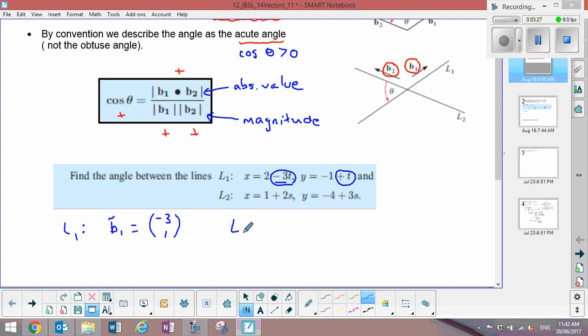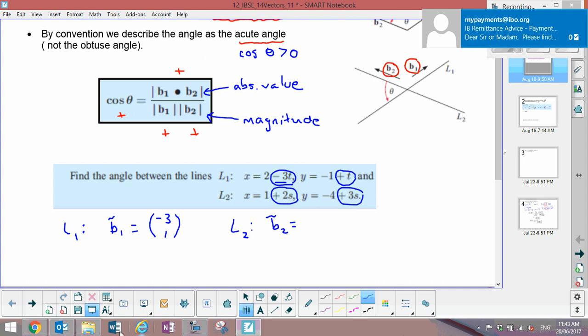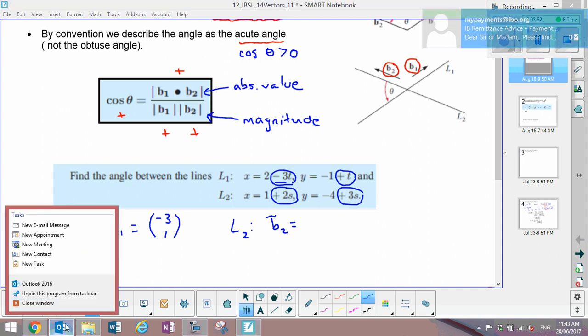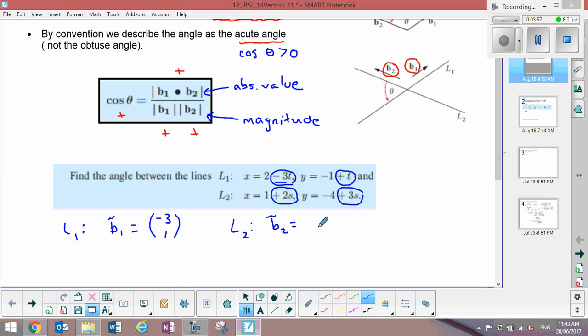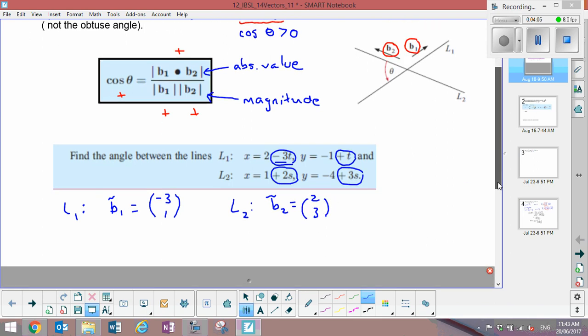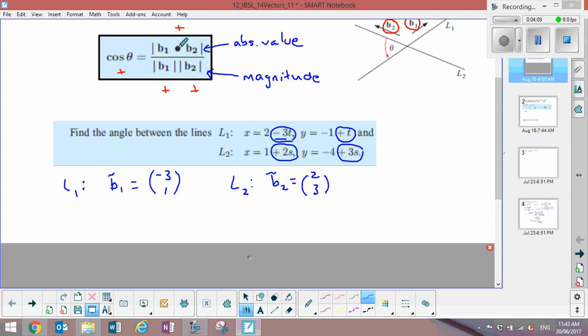Line 2, to get our direction vector here, in this case the parameter is an s rather than t. So we're looking at the s terms. This is +2 and the other's +3. So we've got 2, 3 for our direction vector. Now let's find the angle. You want to do the dot product. Remember that's going to be -3 times 2, 1 times 3. Take the absolute value, then divide by the magnitude of B1 and the magnitude of B2. Why don't you pause the video, have a go at that, and then let's have a look at it.